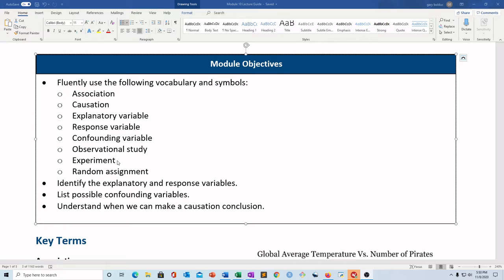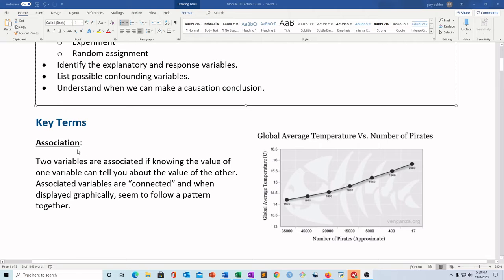So these are the two big things: association, causation, and random assignment. And they're connected to each other. But we'll see kind of exactly what these mean in just a bit. So let's start with association. Let's go to the key terms and start there.